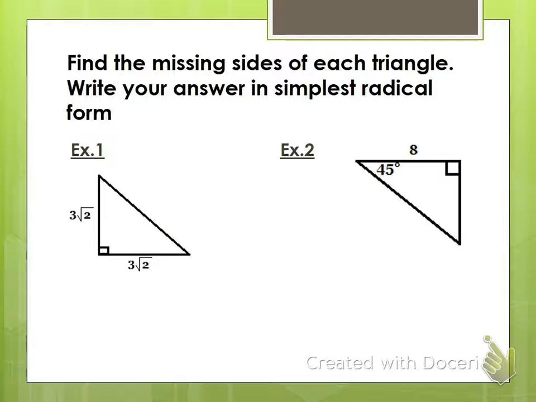Okay, so first, on number 1, since they didn't label our angles, how do I know that this is a 45-45-90? The legs are the same, so we have an isosceles triangle. That's how we know that these are definitely 45-degree angles. Ari, what did you get for the length of the missing side? How'd you get it?